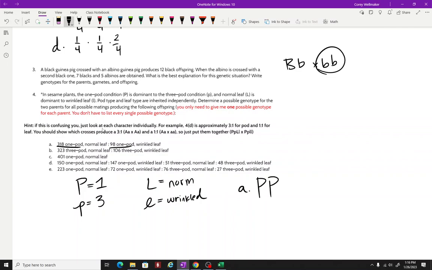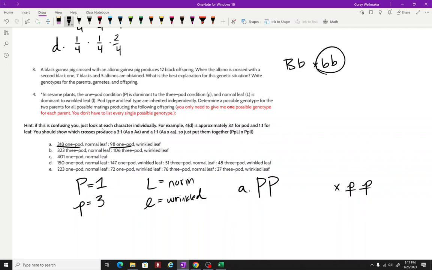Well, you can make one parent homozygous dominant, and then you can make the other parent whatever you want. Doesn't matter. You can make it little p. You could make the parent big P, little p. You could make the parent big P, big P. Doesn't matter. As long as one parent is homozygous dominant, the babies are all going to show the dominant trait.